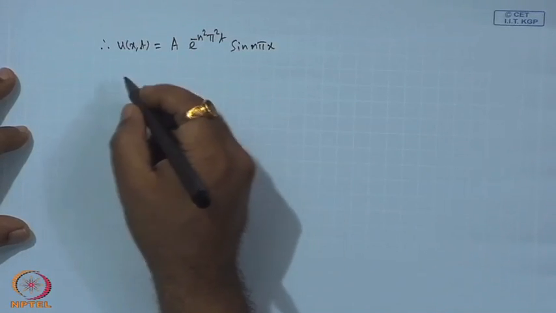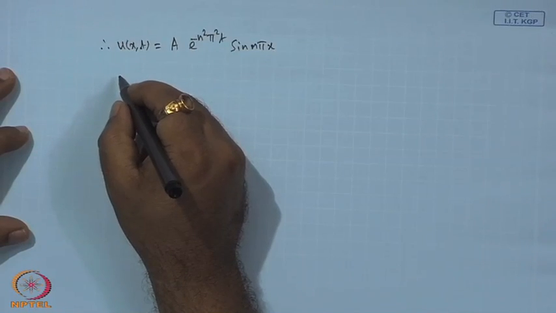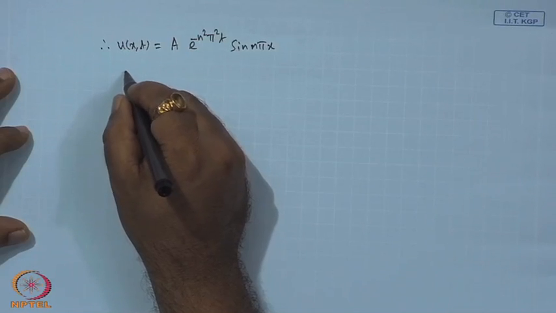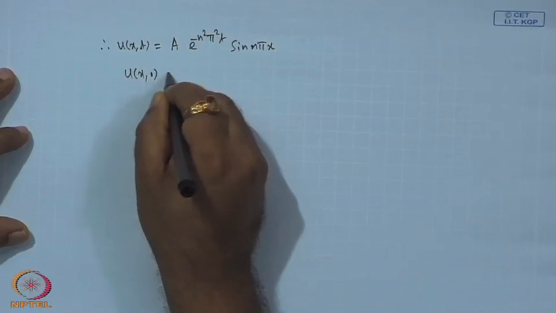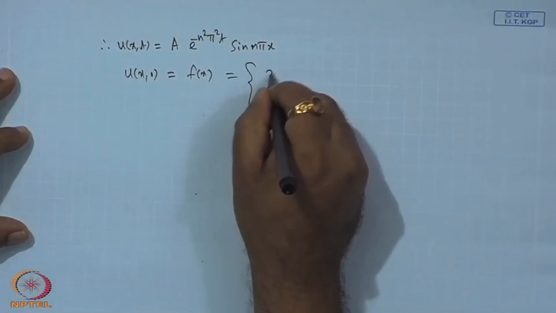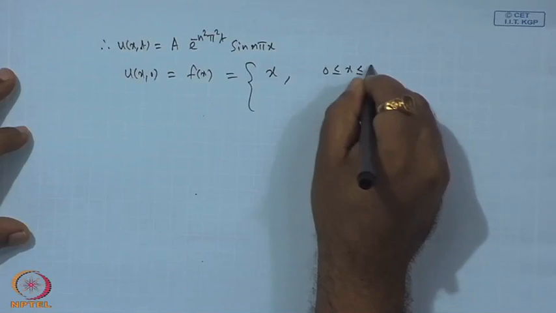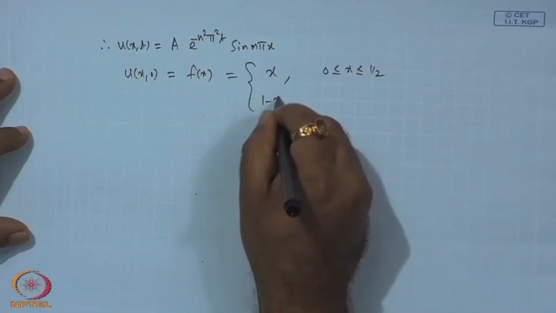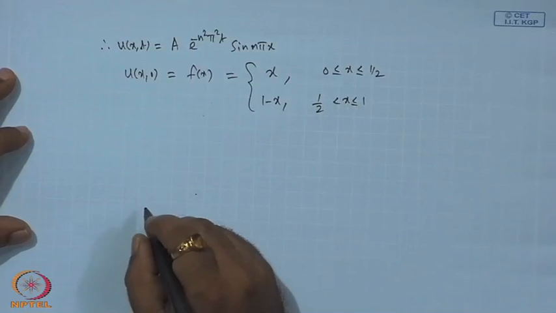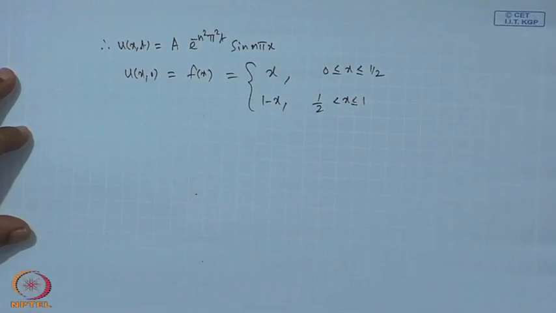Now we are still left with initial condition. Okay. Suppose, so we are left with f of x. Suppose f of x is x and 1 minus x, in this range. Then how do we determine a?